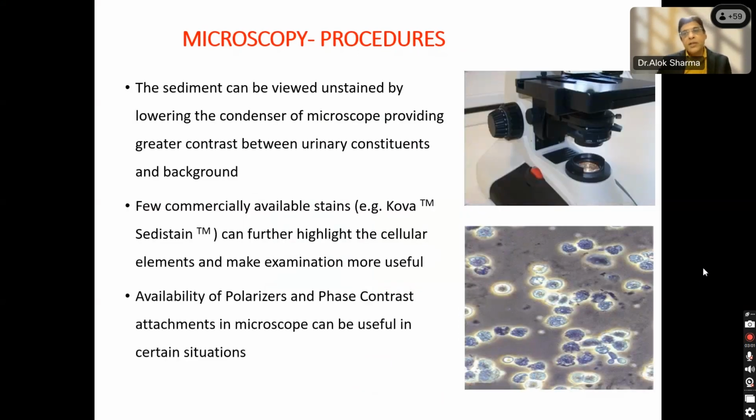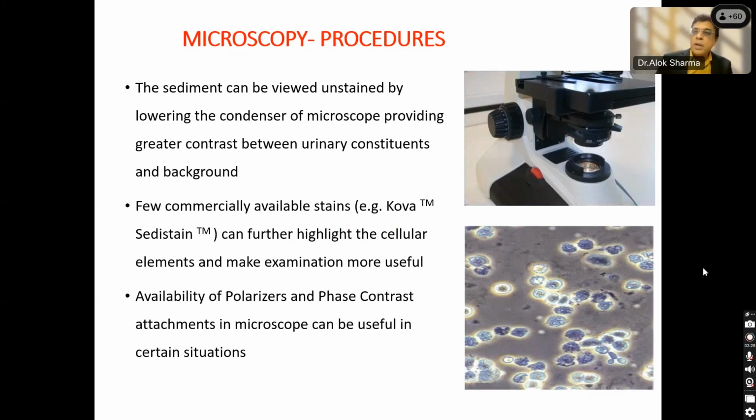Now, as I just told you, you can just view it unstained. The best way to do it is to lower the condenser of your microscope, and this will provide a greater contrast between the urinary constituents and the background. Just a simple maneuver like lowering the condenser will give you enough information on that sediment for you to distinguish between the various cell types and try to figure out what's happening with this patient.